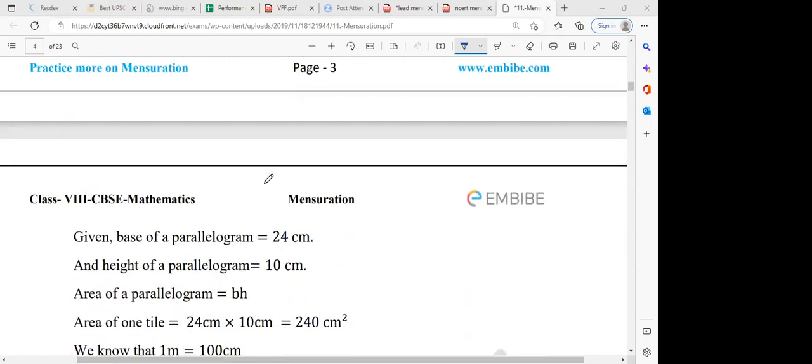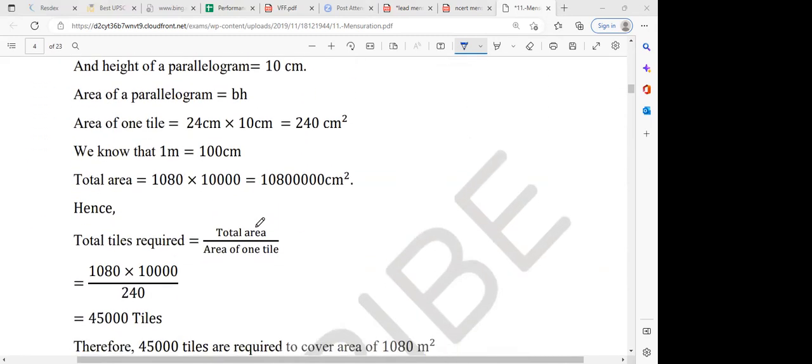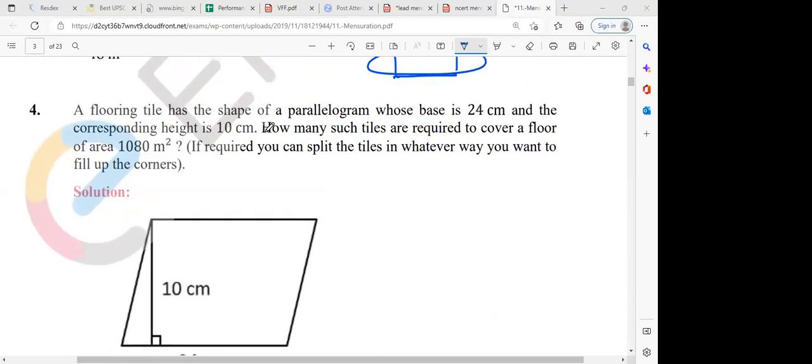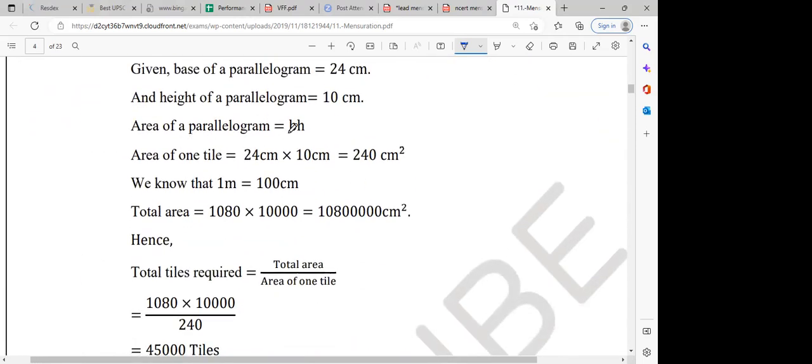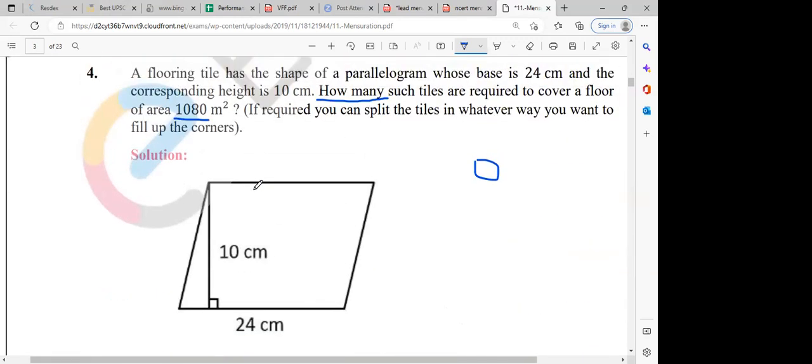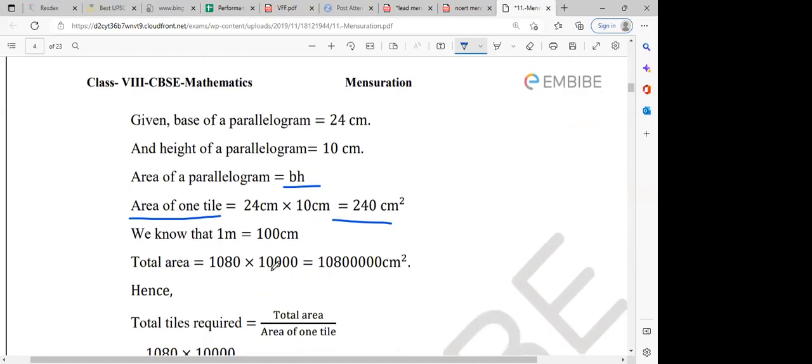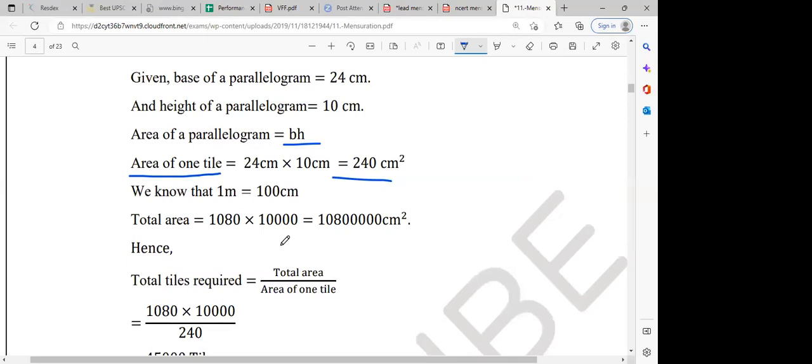First of all, you will find the area of the parallelogram, which you know. And remember one thing, whenever in a question they are asking you how many, you have to divide. Over here, they have given you the total area of the floor. So first of all, you will find the area of the parallelogram, which is the area of one tile, and you know the total area of the floor. Then you will simply divide, and you will get your answer. So now you have to find the number of tiles.